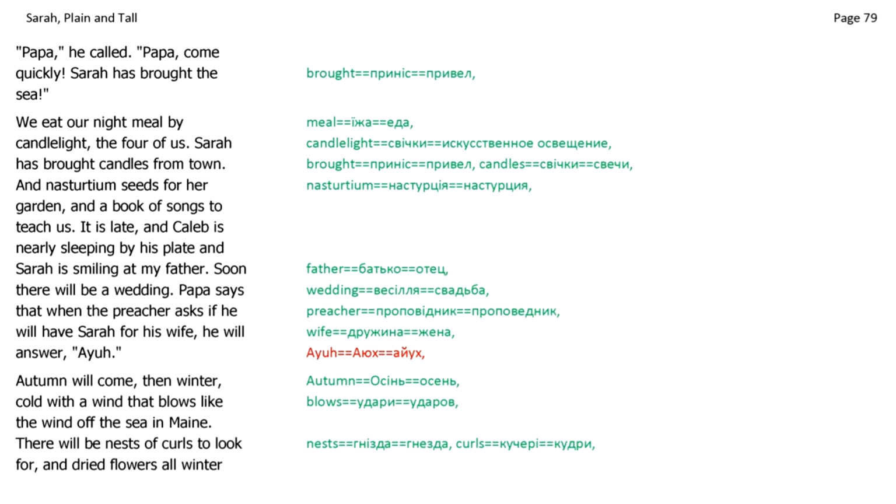Soon there will be a wedding. Papa says that when the preacher asks if he will have Sara for his wife, he will answer, "Ayah." Autumn will come, then winter, cold with a wind that blows like the wind off the sea in Maine. There will be nests of curls to look for, and dried flowers all winter long.